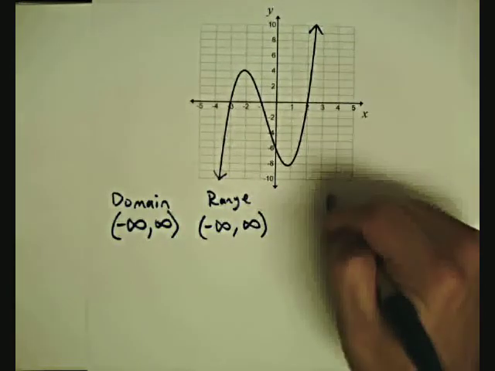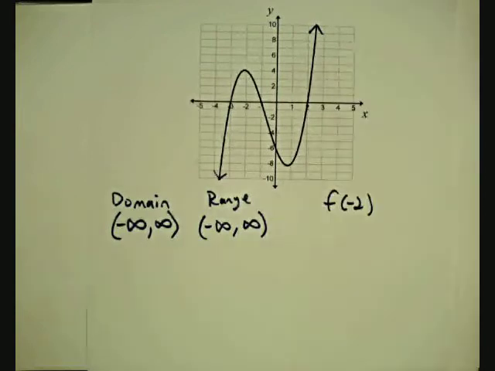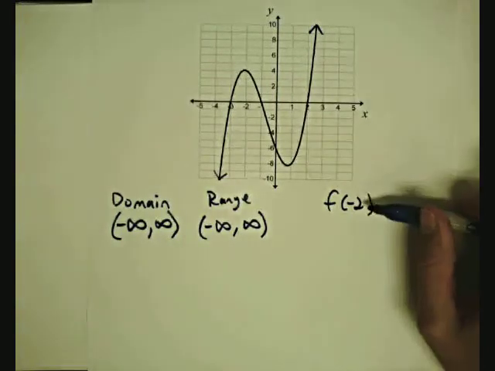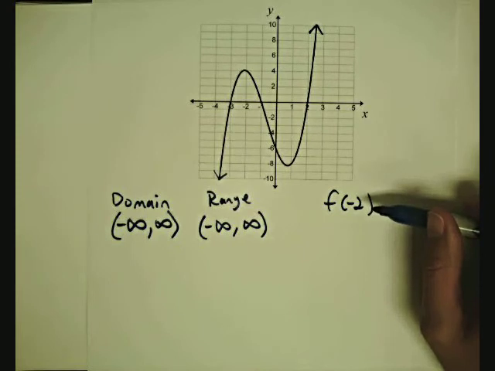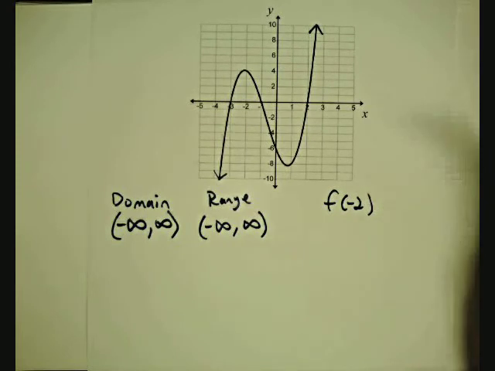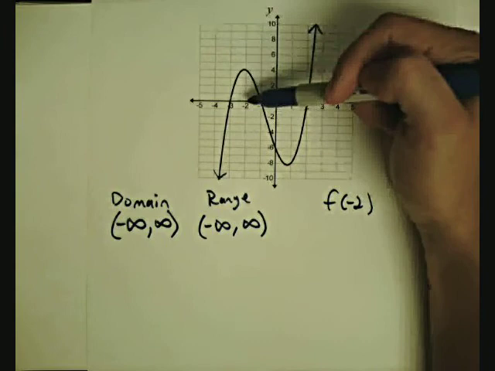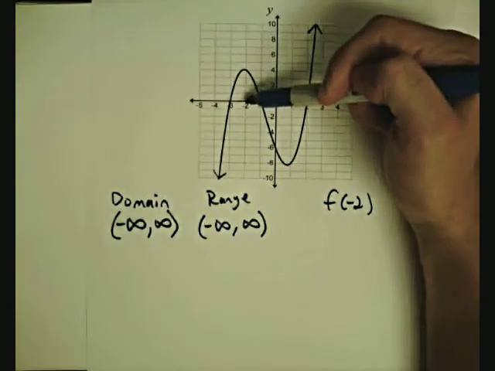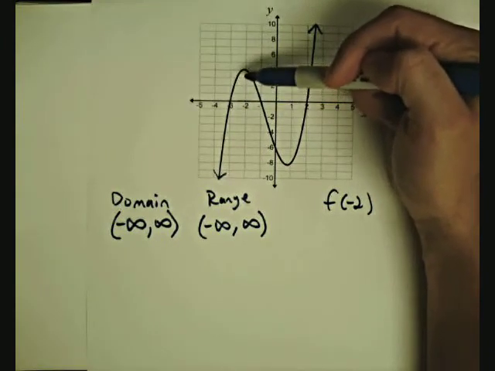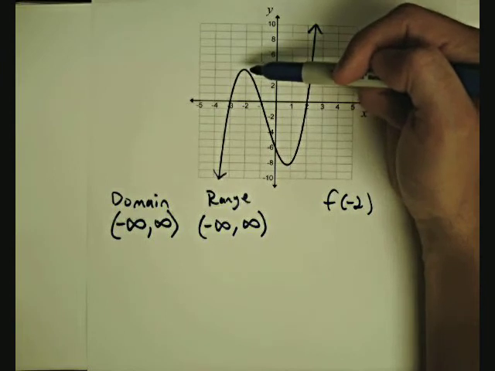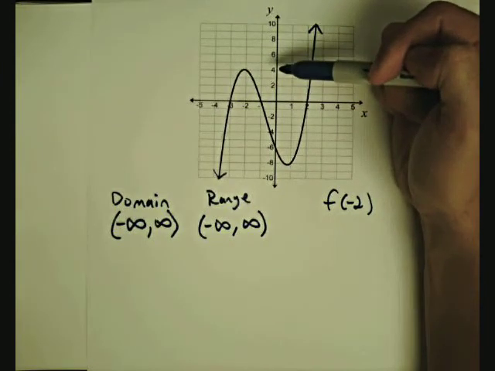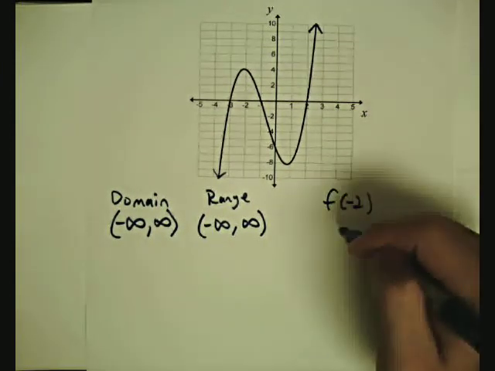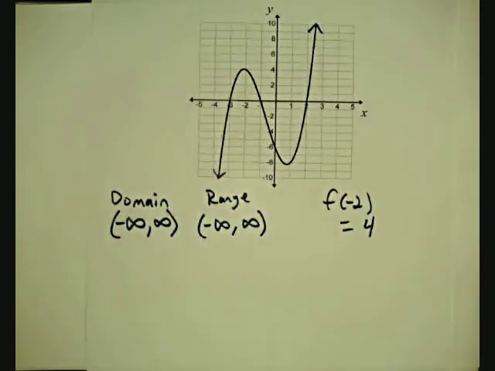Our third question, what's f of -2? Remember, that's telling you x is -2, and you're being asked to find the y value when x is -2. If we go on our graph, here's x equals -2. If we go up, the graph is right here, and that's at a y value of 4. So f of -2 equals 4.